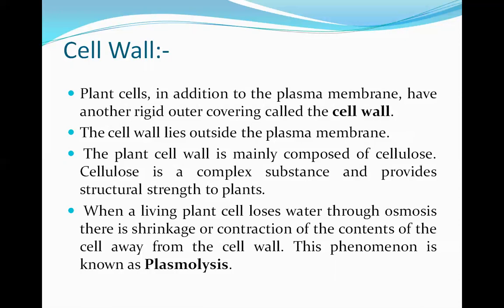Now, see point number 3. The plant cell wall is mainly composed of cellulose. Usually in all plant cells, the cell wall is a rigid outer covering, and it is made up of cellulose. What is cellulose? Cellulose is a complex substance which provides structural support to the plant.